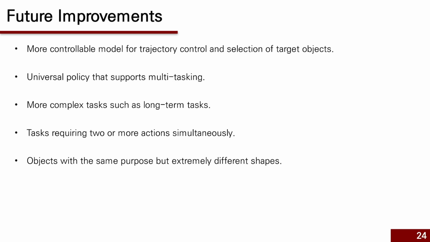In summary, I'd like to suggest some future improvements before we end the presentation. 1. Developing a more controllable model for trajectory control and the selection of target objects. 2. Creating a universal policy that supports multitasking. 3. Addressing more complex tasks such as long-term operation. 4. Enabling tasks that require 2 or more actions simultaneously. Last, handling objects with the same purpose but extremely different shapes.